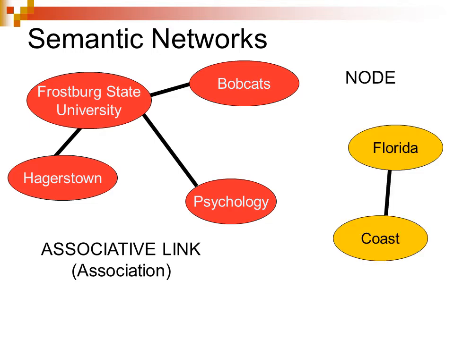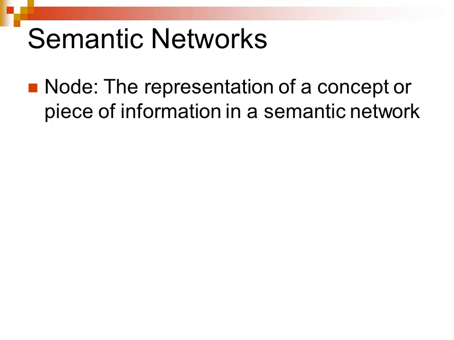For instance, nodes like Florida and Coast will be connected to each other because they are associated with each other, but they wouldn't be connected to Frostburg State University because we don't associate FSU with Florida or with the Coast. So now that we have a general idea of what the terms node and associative link mean, let's formally define them. A node is the representation of a concept or piece of information in a semantic network.